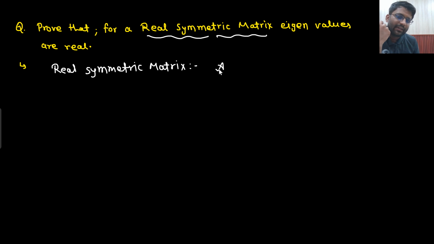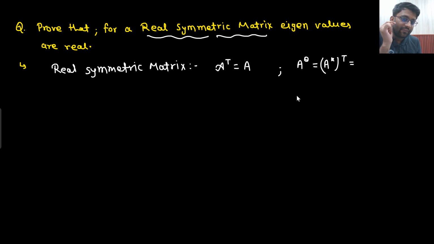So for a real symmetric matrix, what is the meaning of symmetric matrix? Sir, A transpose should be equal to A. One more thing you will let me know, A conjugate will also be equal to A only, no? Why is that so? Because what is conjugate? Conjugate means first you take the conjugate, then you take the transpose.